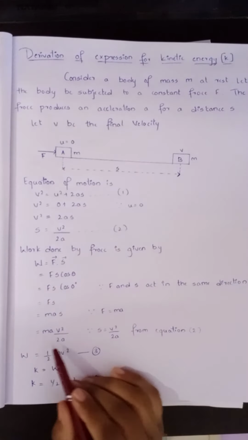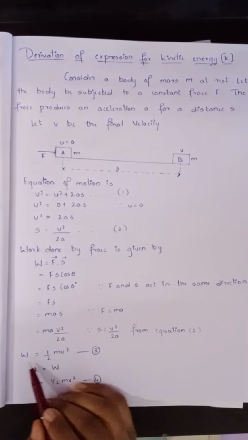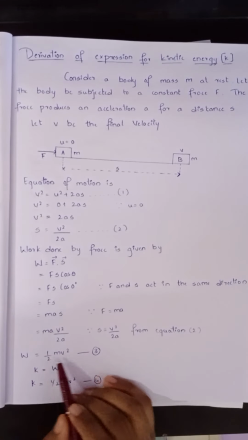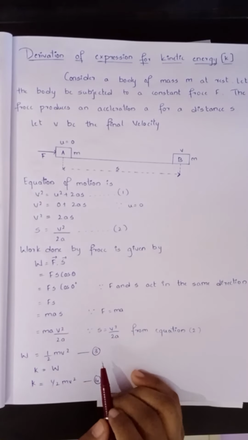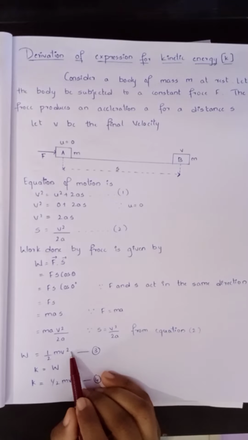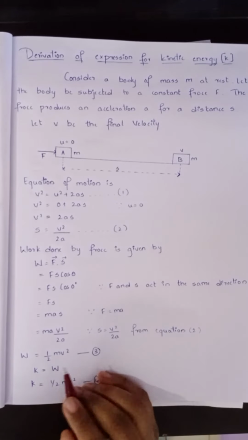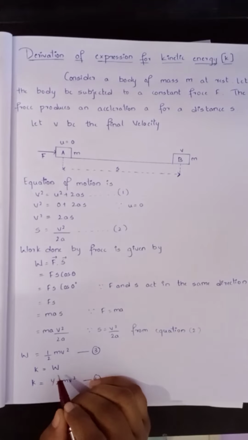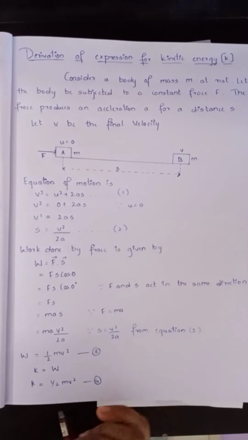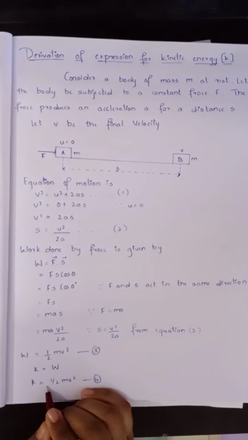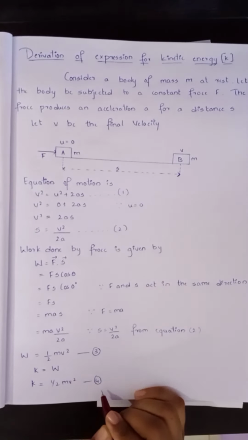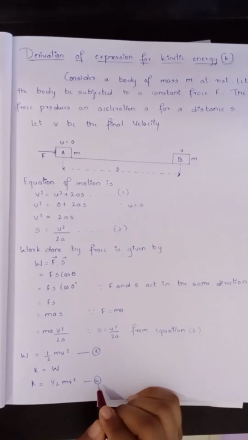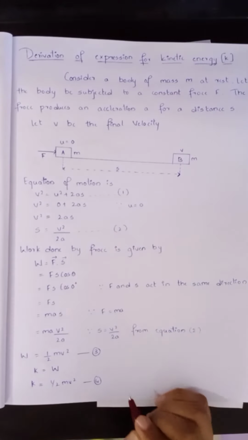So next, a and a will cancel out. What is left? W is equal to half, 1 by 2 m v square. We'll consider this as equation 3. So half m v square is the kinetic energy expression. So K is equal to W and K is equal to half m v square. We'll consider this as equation 4. So equation 4 gives the expression for kinetic energy.